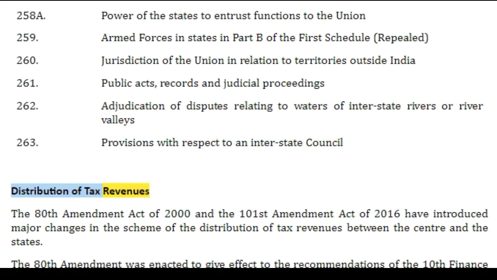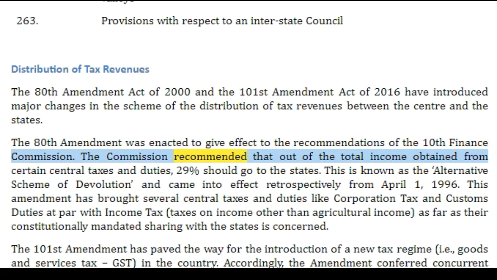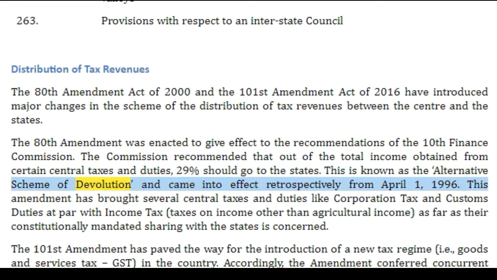Distribution of tax revenues. The 80th Amendment Act of 2000 and the 101st Amendment Act of 2016 have introduced major changes in the scheme of the distribution of tax revenues between the center and the states. The 80th Amendment was enacted to give effect to the recommendations of the 10th Finance Commission. The Commission recommended that out of the total income obtained from certain central taxes and duties, 29% should go to the states. This is known as the alternative scheme of devolution and came into effect retrospectively from 1st April 1996.